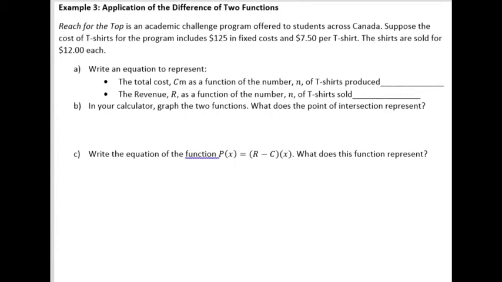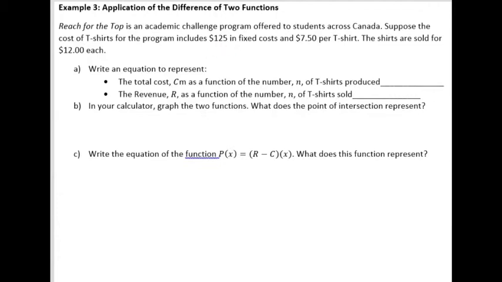All right, so Reach for the Top is a math contest that goes on every year in Canada, and they sell T-shirts at the shindig to raise some money. So let's suppose that the people running the contest purchase the T-shirts in advance. Okay, so they pay $7.50 for each T-shirt that they want to sell. Right, they have to buy them from the supplier.